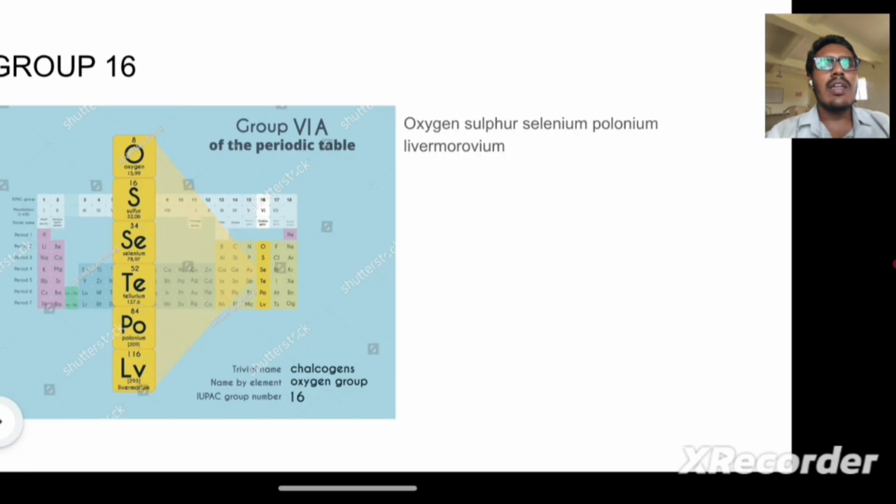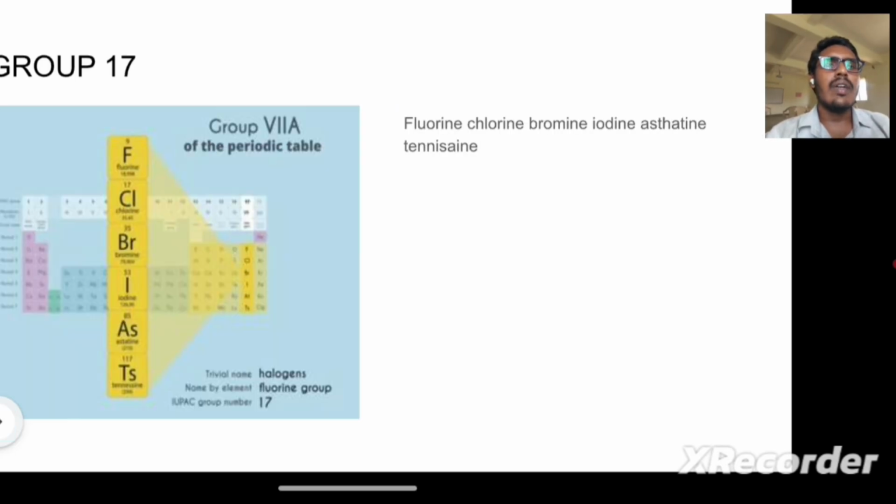Let's now move on to group 17. Even group 17 needs no mnemonic. Elements in group 17 are fluorine, chlorine, bromine, iodine, astatine and tennessine. Every element's name ends with a rhyme, so you can remember it. If you practice it thrice, you will remember it: fluorine, chlorine, bromine, iodine, astatine, tennessine. If you repeat it fast, you can remember it easily. It's a very easy task.